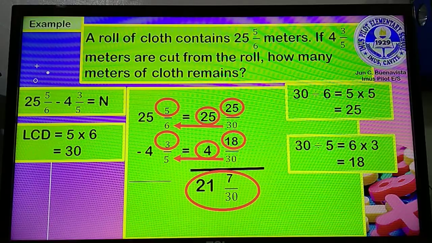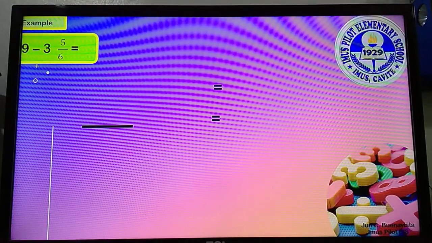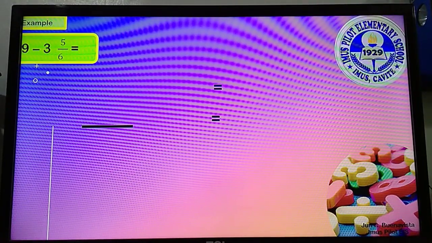Another example. So, look at this. 9 minus 3 and 5/6. So, what have you observed? That is a whole number subtracted by a mixed number. So, paano tayo mag-subtract nun? Only the whole number? No.